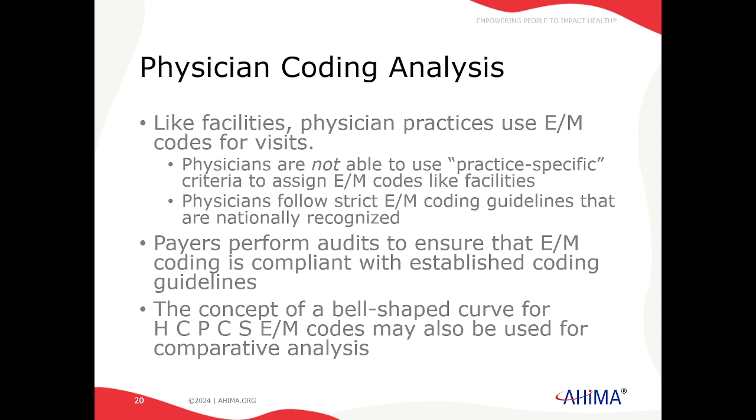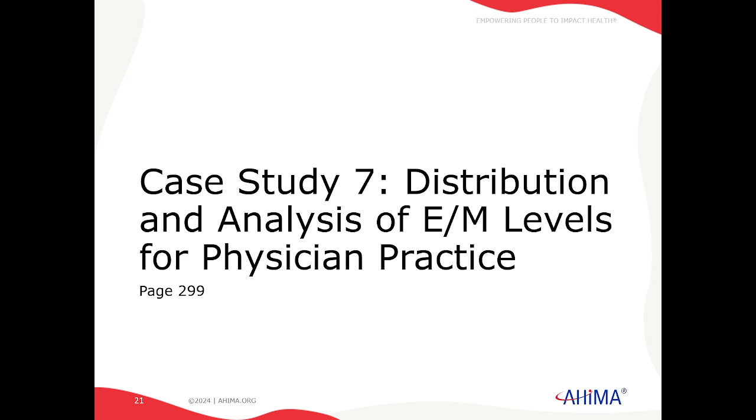Now, page 298 lists several categories that are available for physicians' use when it comes to our E&M. So case step 7 is looking at distribution and analysis of our EM levels for physician practice. This would be for clinic visits, and this one I believe uses new patients. It's on page 299. So, yeah, new patient.